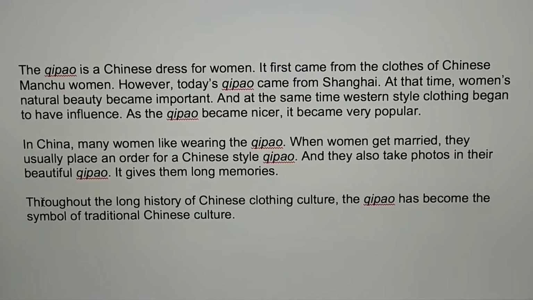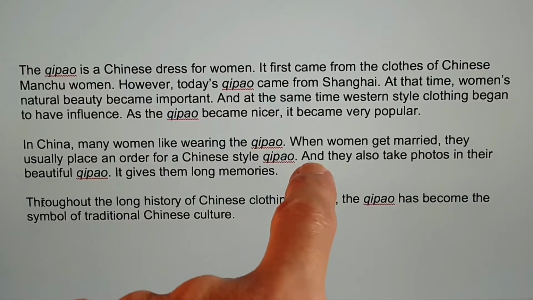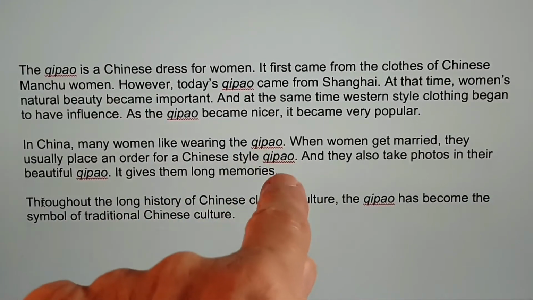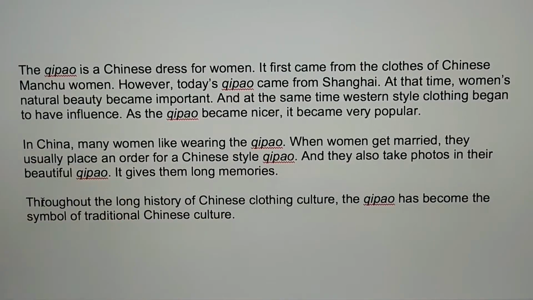Have a look at the second paragraph. In China, many women like wearing the qipao. When women get married, they usually place an order for a Chinese-style qipao. And they also take photos in their beautiful qipao. It gives them long memories. Again, a sentence starting with "and". Not a good idea. Also, qipao is mentioned 3 times in 3 sentences. That's also not a good idea. Somehow we must try and change that.